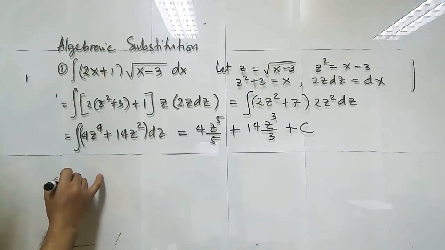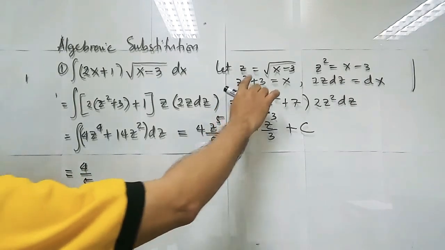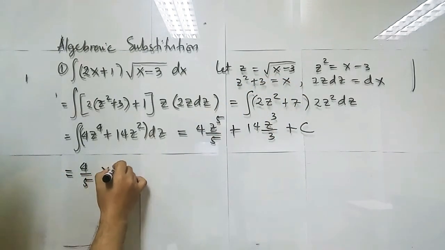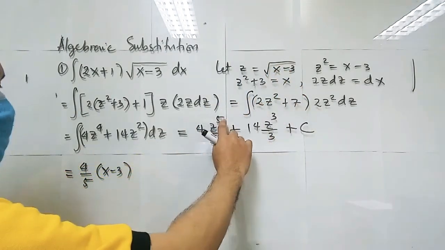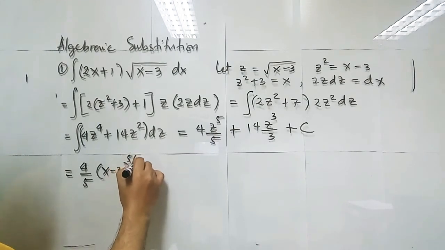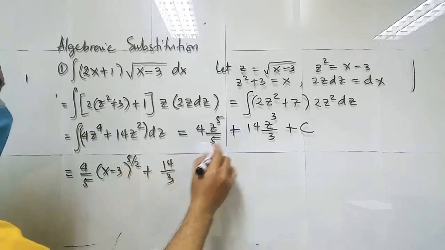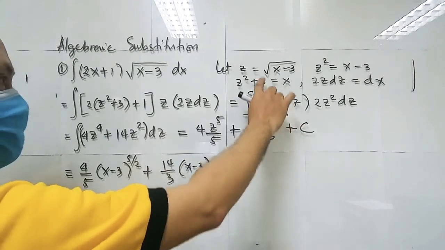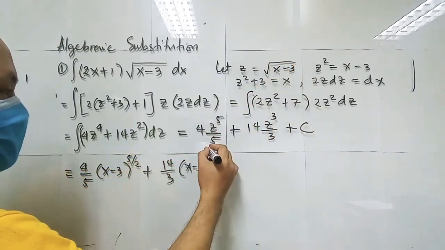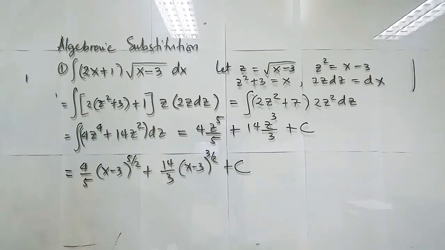So 4 over 5, z to the 5th, z is equivalent to x minus 3. Take note, this square root is 1/2. 1 half times 5, that is 5 over 2. And then plus 14 over 3. And then our z equals, again, x minus 3, times 3, the radical sign is 1 half, so 3 times 1 half, that is 3 over 2. Plus c. So this is algebraic substitution.